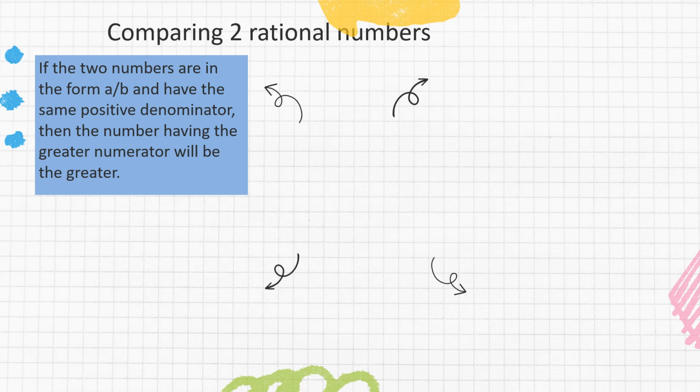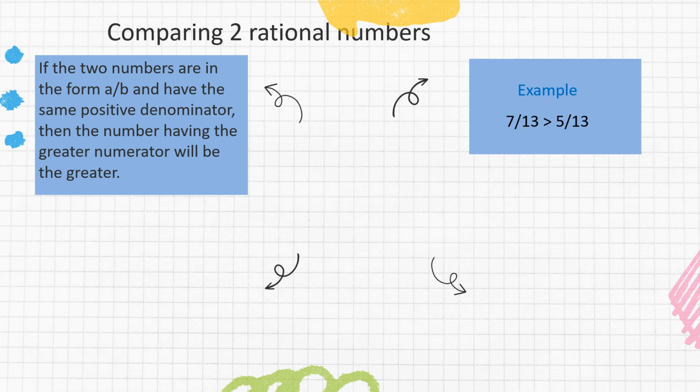If two numbers are in the form of A over B and have the same positive denominators, then the number having the greater numerator will be the greater. An example, if we have 7 over 13 and 5 over 13, because they have the same denominator, 7 over 13 is greater than 5 over 13 because 7 is greater than 5.